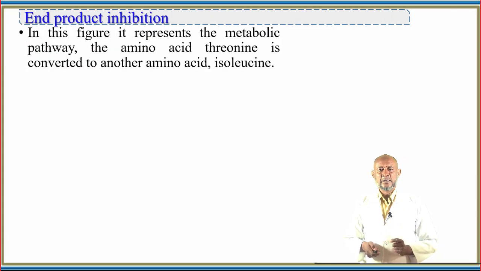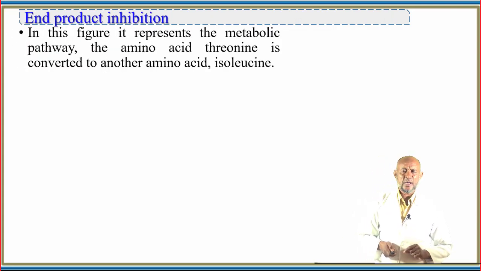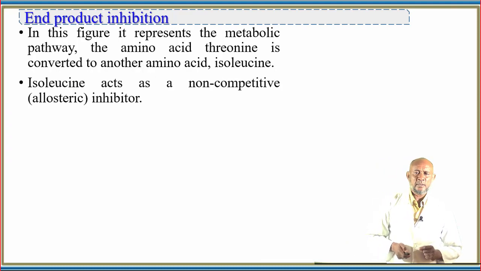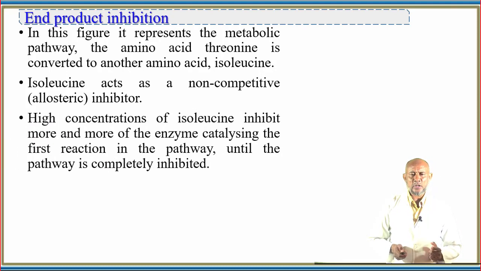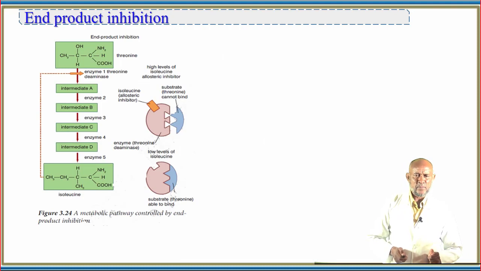In this figure, it represents the metabolic pathway. The amino acid threonine is converted to another amino acid, isoleucine. Isoleucine acts as a non-competitive or allosteric inhibitor. High concentration of isoleucine inhibits more and more of the enzyme catalyzing the first reaction in the pathway until the pathway is completely inhibited. Now let's look here.